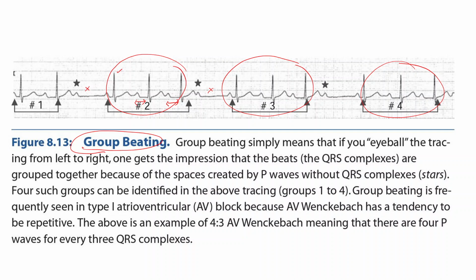If you are not able to understand, just look at the ECG again and try to understand it by yourself. It's not very difficult. So group beating, just remember the name. Group beating is a feature of type 1 block. Mechanism I have already told you, so I am not going to repeat it again.